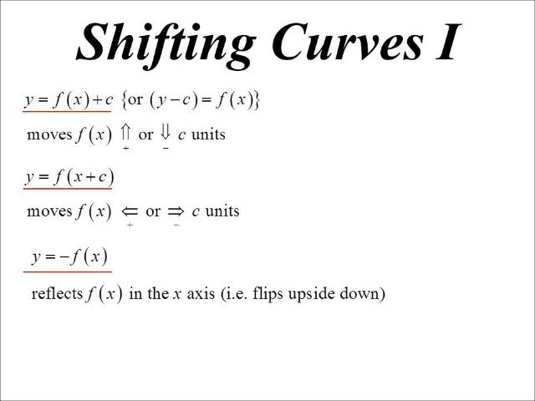Negative function x: if I have a negative in front of the whole function, that simply has the effect of flipping it upside down, because all your y values are changing sign. What was positive 2 becomes negative 2 and so on. Whereas when the negative is with the x, it also flips, but this one flips vertically, in the y-axis.